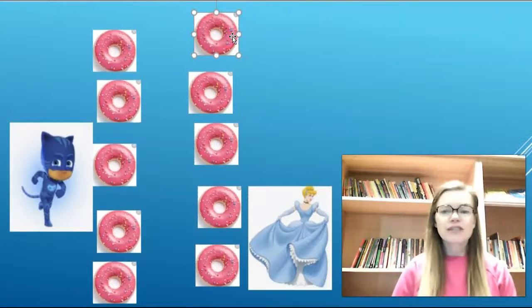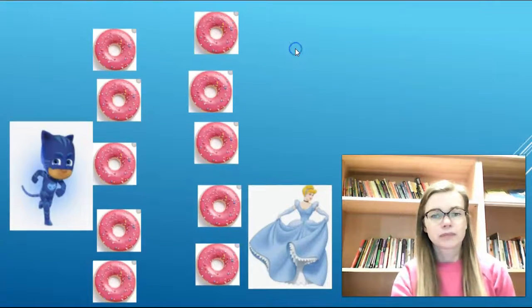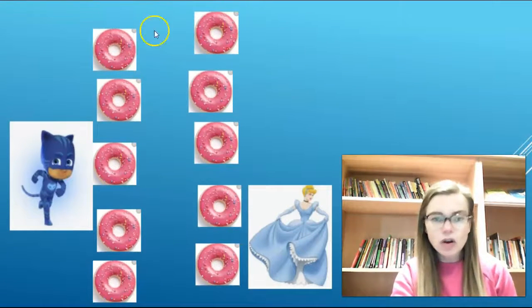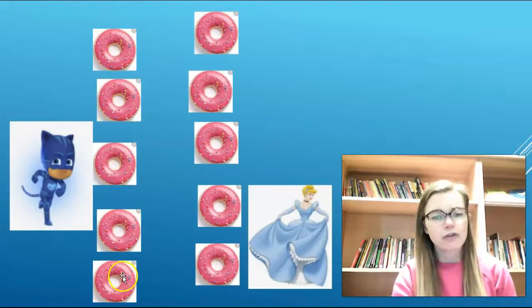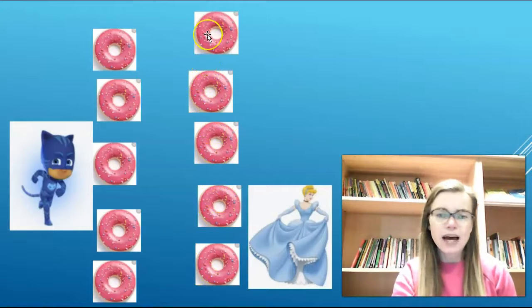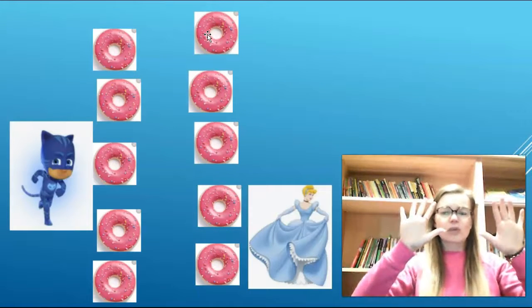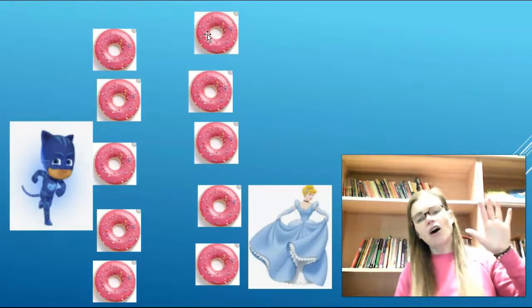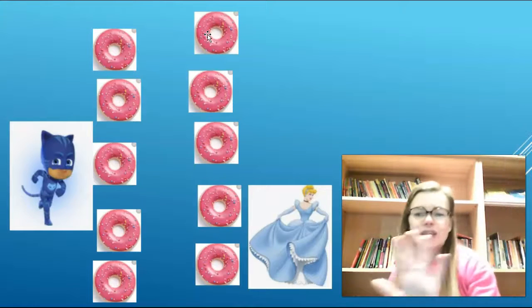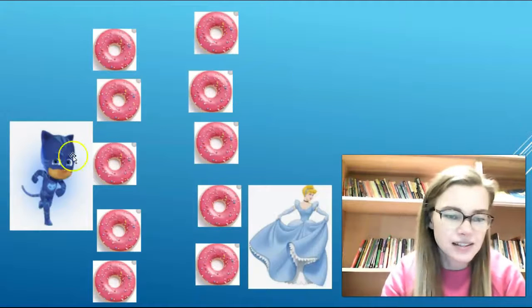Can you count for me, reception? How many do they both have each? They've both got, let's count to check. Catboy's got 1, 2, 3, 4, 5. Cinderella's got 1, 2, 3, 4, 5. So we have shared 10 into 2 equal groups. So we have found that half of 10 is 5. Well done, reception class.